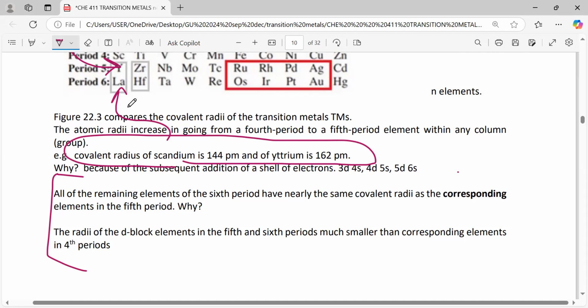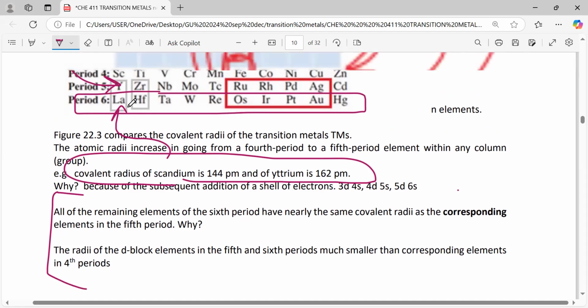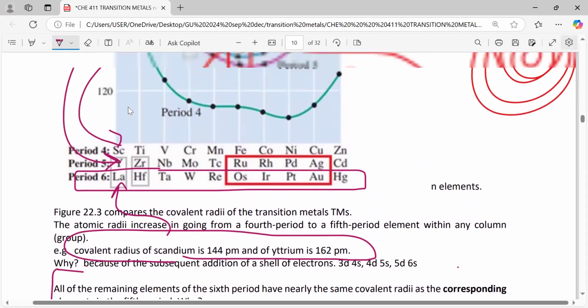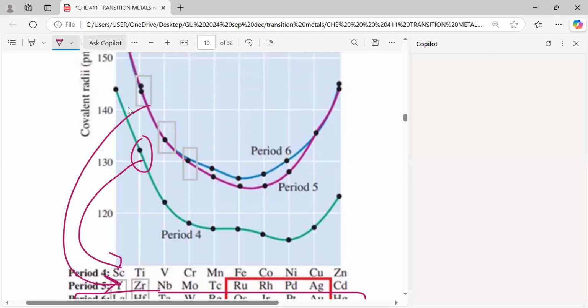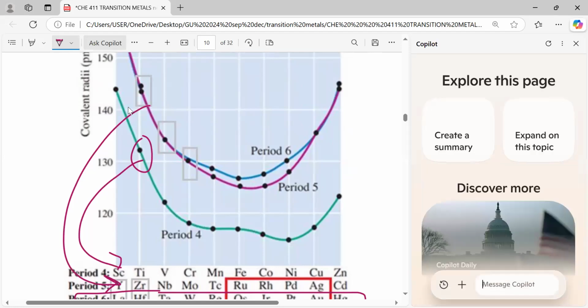So we have elements in the 6th period. Where is the 6th period? This is our 6th period. Elements in our 6th period have nearly the same covalent radius as the corresponding elements in the 5th period. This is shown by the gray boxes. So I want us to look at the gray boxes to understand what is communicated for us here.